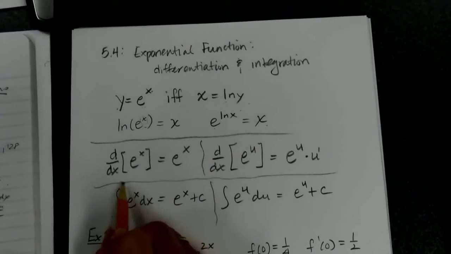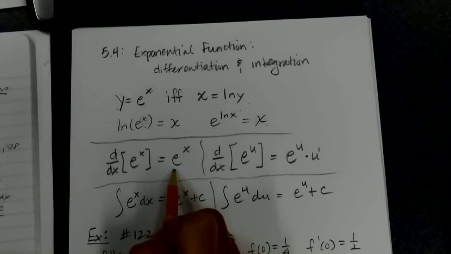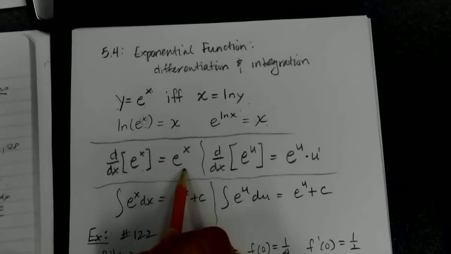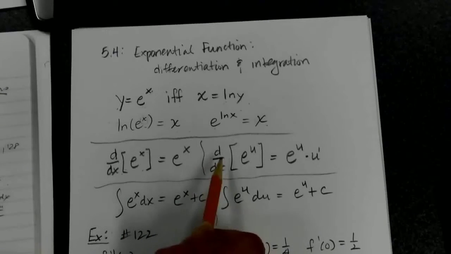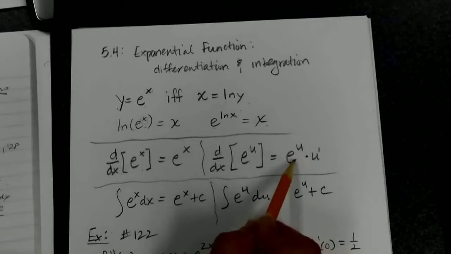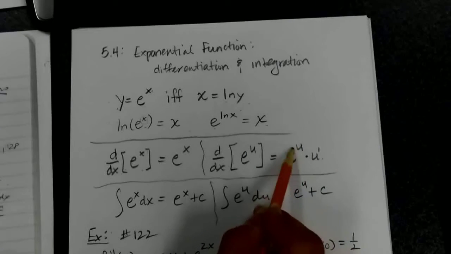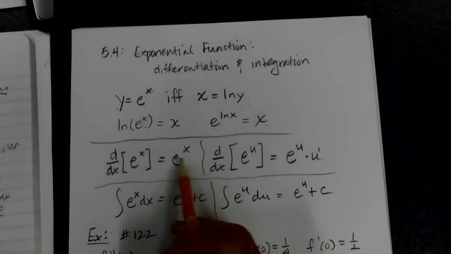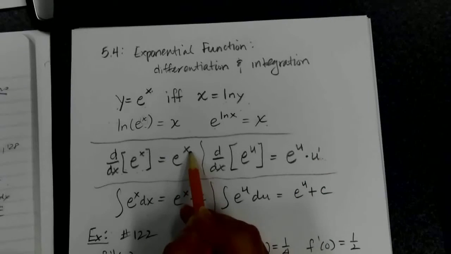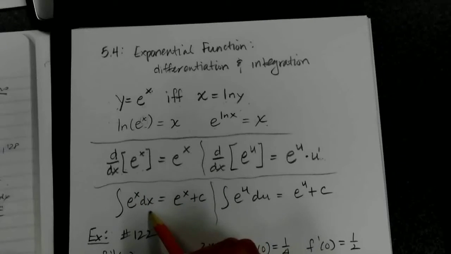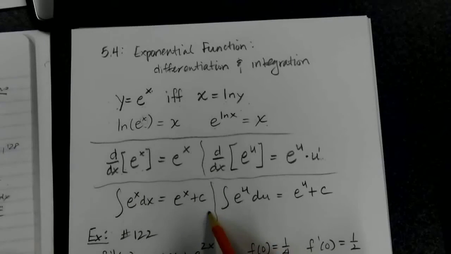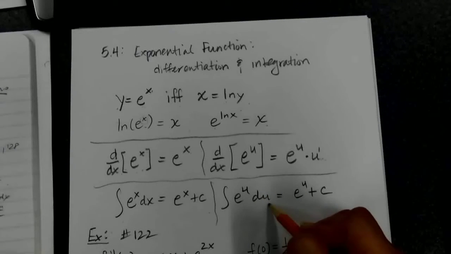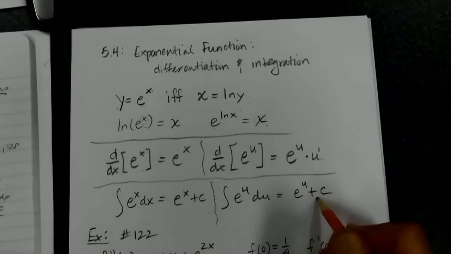So I'm going to prove this, we proved it in class today, but the derivative of e to the x is just e to the x, and the derivative of e to the u would be then e to the u times the derivative of the inside, which is u, so we're using the chain rule right here. So then if the derivative of e to the x is e to the x, then the integral of e to the x dx would be e to the x plus c. And an integral of e to the u du then will be e to the u plus c.